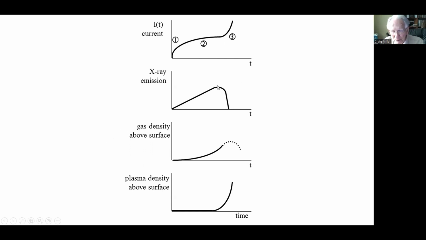When the voltage collapses, of course, the X-ray emission goes to 0. The gas density increases steadily and then peaks as you get the flashover start, and then drops sharply as it becomes plasma.